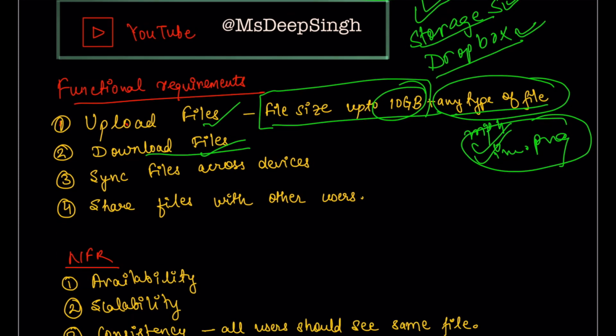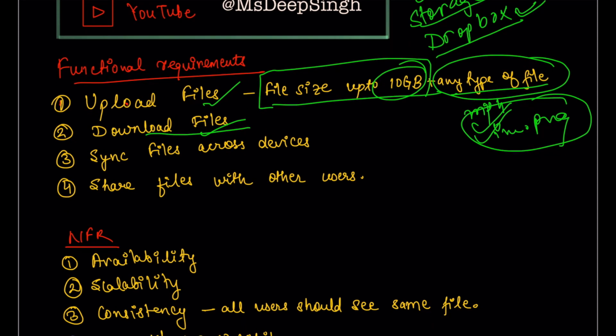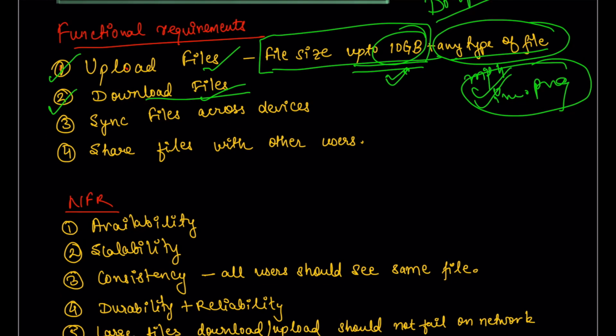So definitely it will depend on... logically you will have the infinite space available, but you just have to pay for it. So for our design discussion, we are assuming that our file size is maximum of 10 GB. Okay, so this is the first functionality. Another functionality we are looking for is download files. Basically whatever you have uploaded, you should be able to download those files.